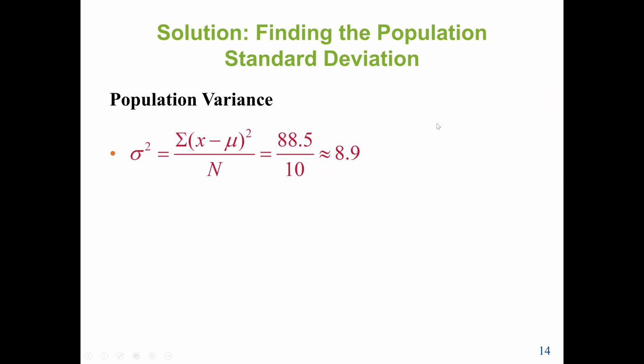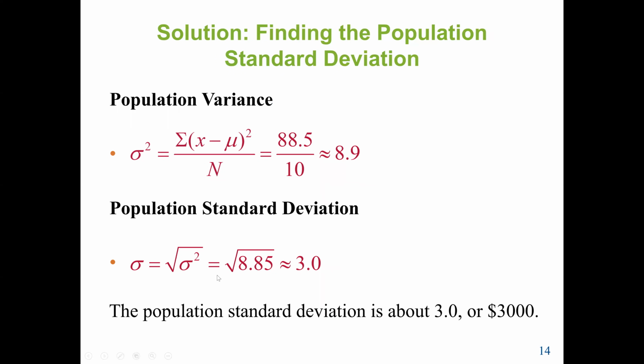Now, if we know the 88.5, we divide by the population size, in this case 10. So our variance will give us 8.9. Now, the square root of the variance will give us the standard deviation, which will be 3.0.